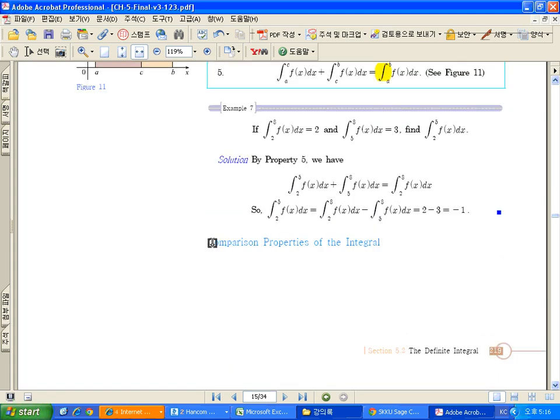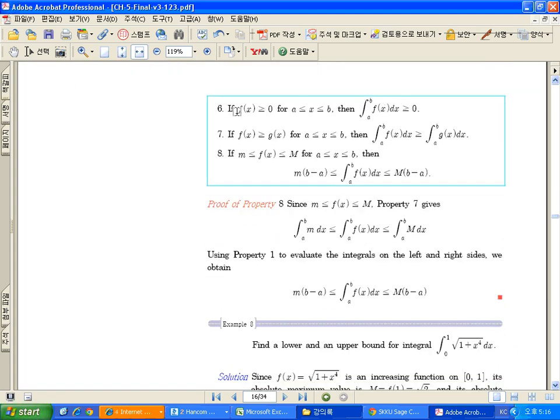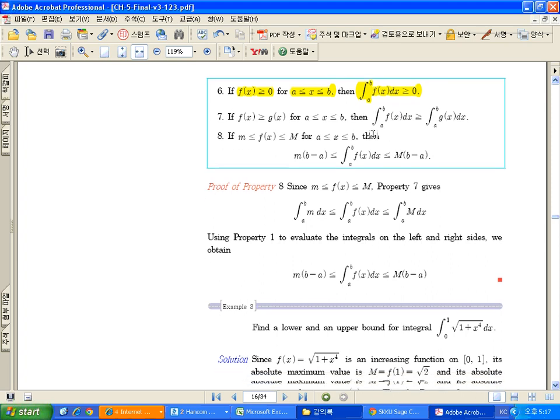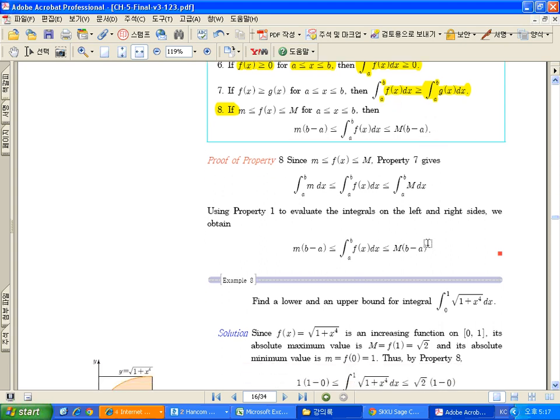Comparison property of the integrals. If f(x) is a non-negative function and a is less than or equal to b, then the integral is always positive, because for a positive function the area should be positive. You can easily draw the graph to figure it out. And if the function is always bigger than or equal to little m and less than or equal to big M, then this area is between the big box and the small box, so you can easily have these inequalities.